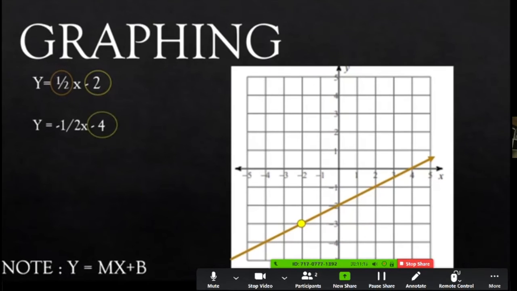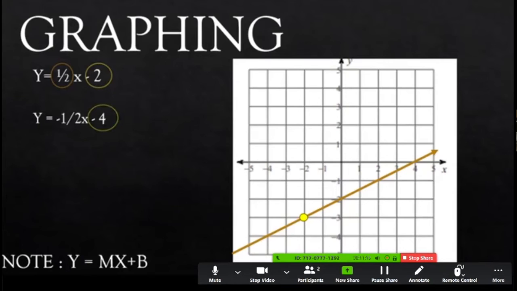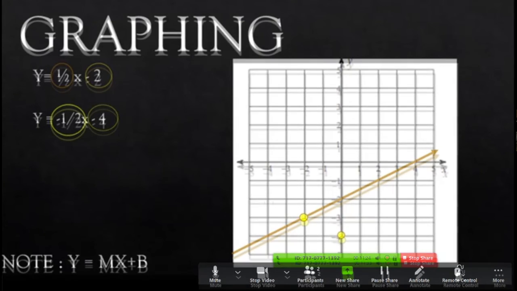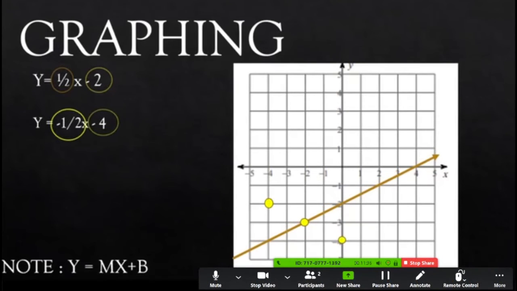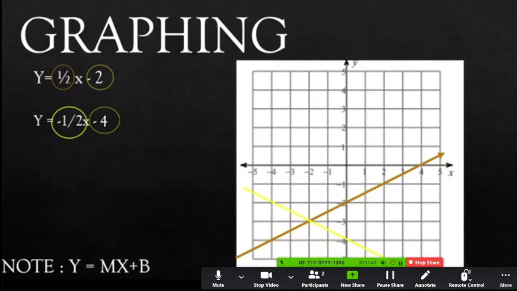Now on to our next one, where our b, our y-intercept, is -4 for this one. And our slope is -1/2. So this time we'll find -4 on the line. And we'll do that for a while, and then we'll get rid of the markers and put our line. So now that we have that line, we're going to find the 2 points that were intercepts.